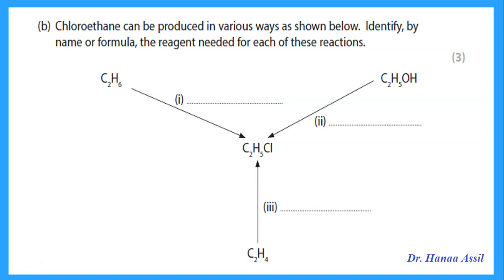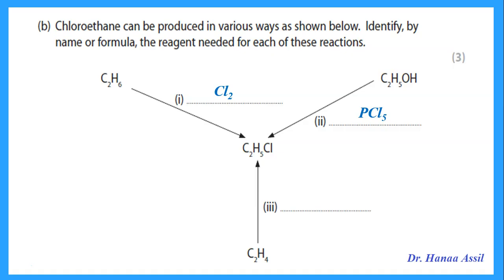Chloroethane can be produced in various ways as shown below. Identify by name or formula the reagent needed for each of these reactions. So I'm starting with C2H6. That's an alkane. How do we make a chloroalkane from an alkane? We react it with chlorine. Of course, if we're asked for the conditions, then we need UV light. What about if I want to make it from an alcohol? We said alcohol. I want to replace the OH with Cl. I react it with PCl5.